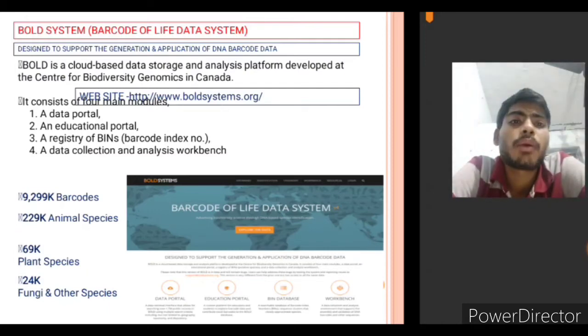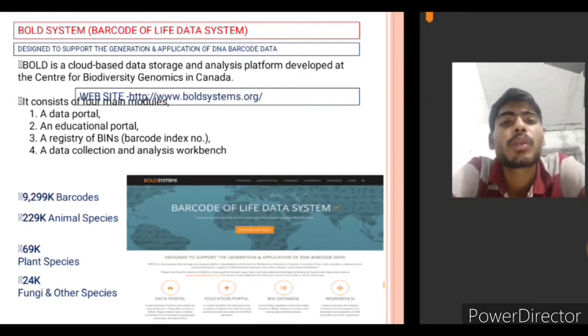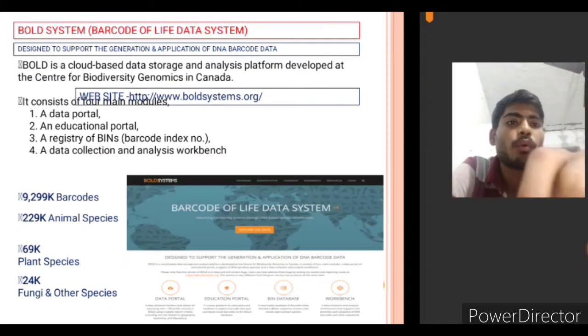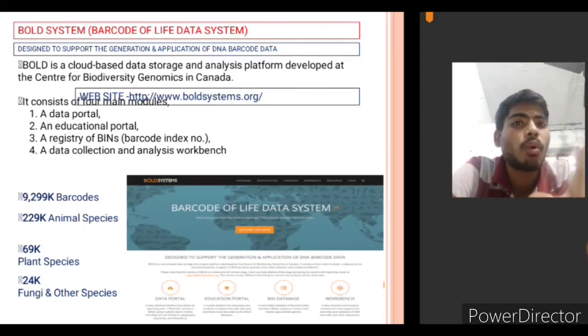In the Barcode of Life Data System, about 9299k barcodes are available, among which about 229k are animal species barcodes, 69k are plant species barcodes, and 24k are fungi and other species barcodes available in this website, that is the Barcode of Life Data System, the BOLD system.